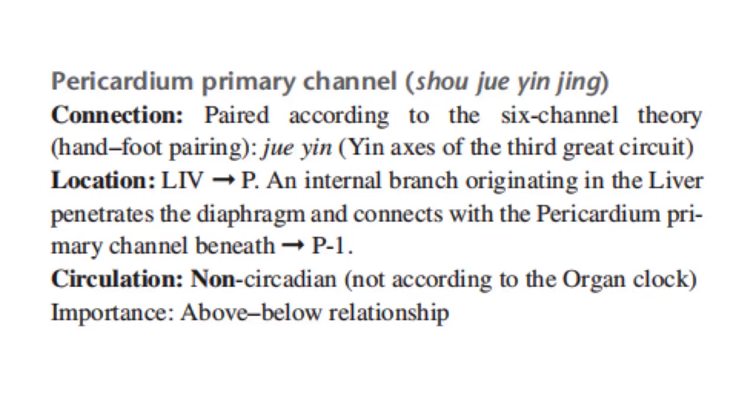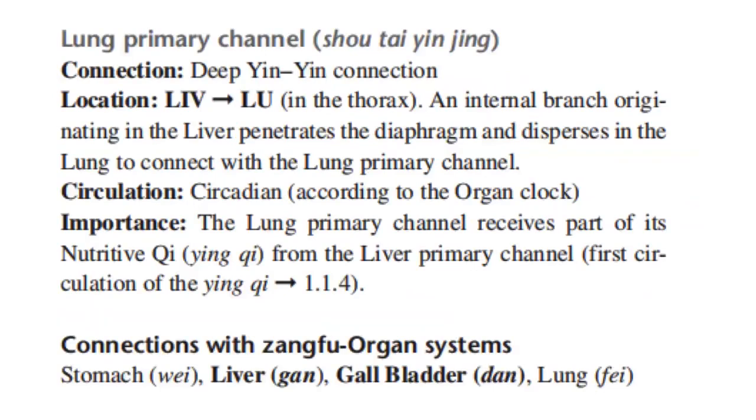Importance, above-below relationship. With the lung primary channel, the liver is connected via the deep yin-yin connection. Location, liver to the lung in the thorax. An internal branch originating in the liver penetrates the diaphragm and disperses in the lung to connect with the lung primary channel. Circulation is circadian according to the organ clock. Importance, the lung primary channel receives part of its nutritive qi from the liver primary channel. This is the first circulation of the yin qi.